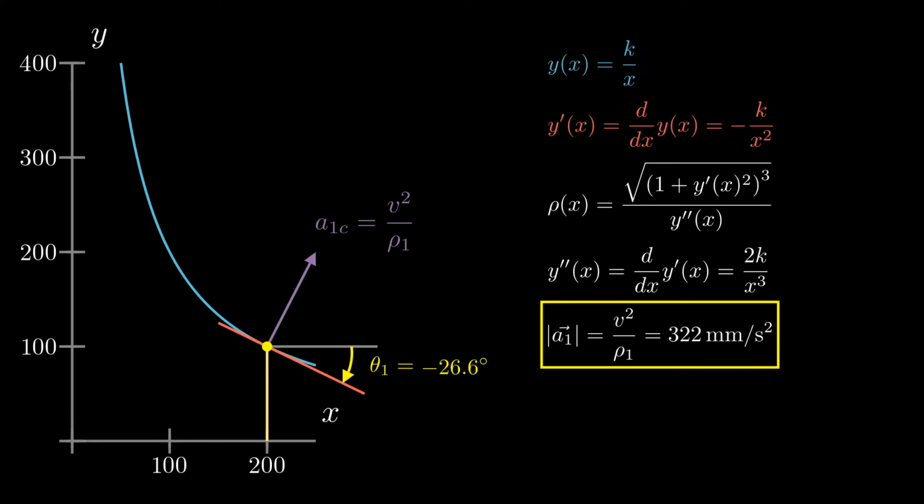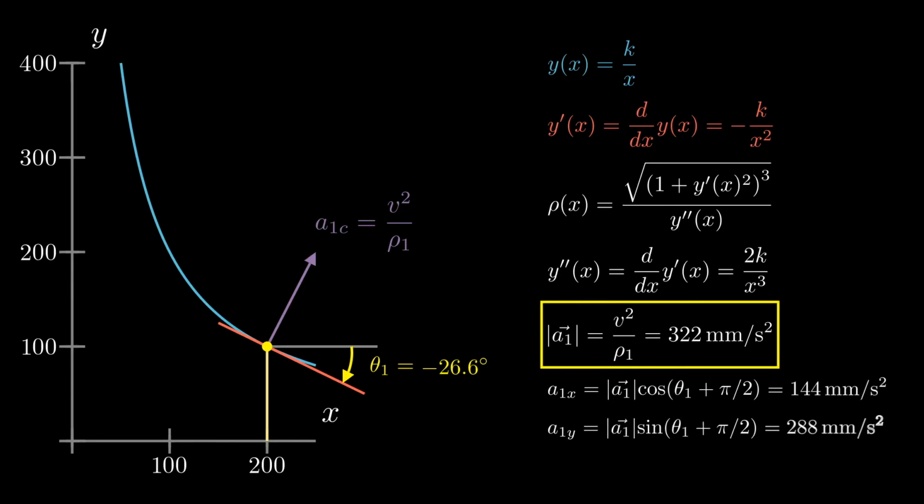We can break that into x and y components by using cos and sine functions respectively. Remember that for the angle, we need to add pi over 2, since the centripetal acceleration is perpendicular to the tangent line. Because the particle's speed is constant, there's no tangential acceleration.